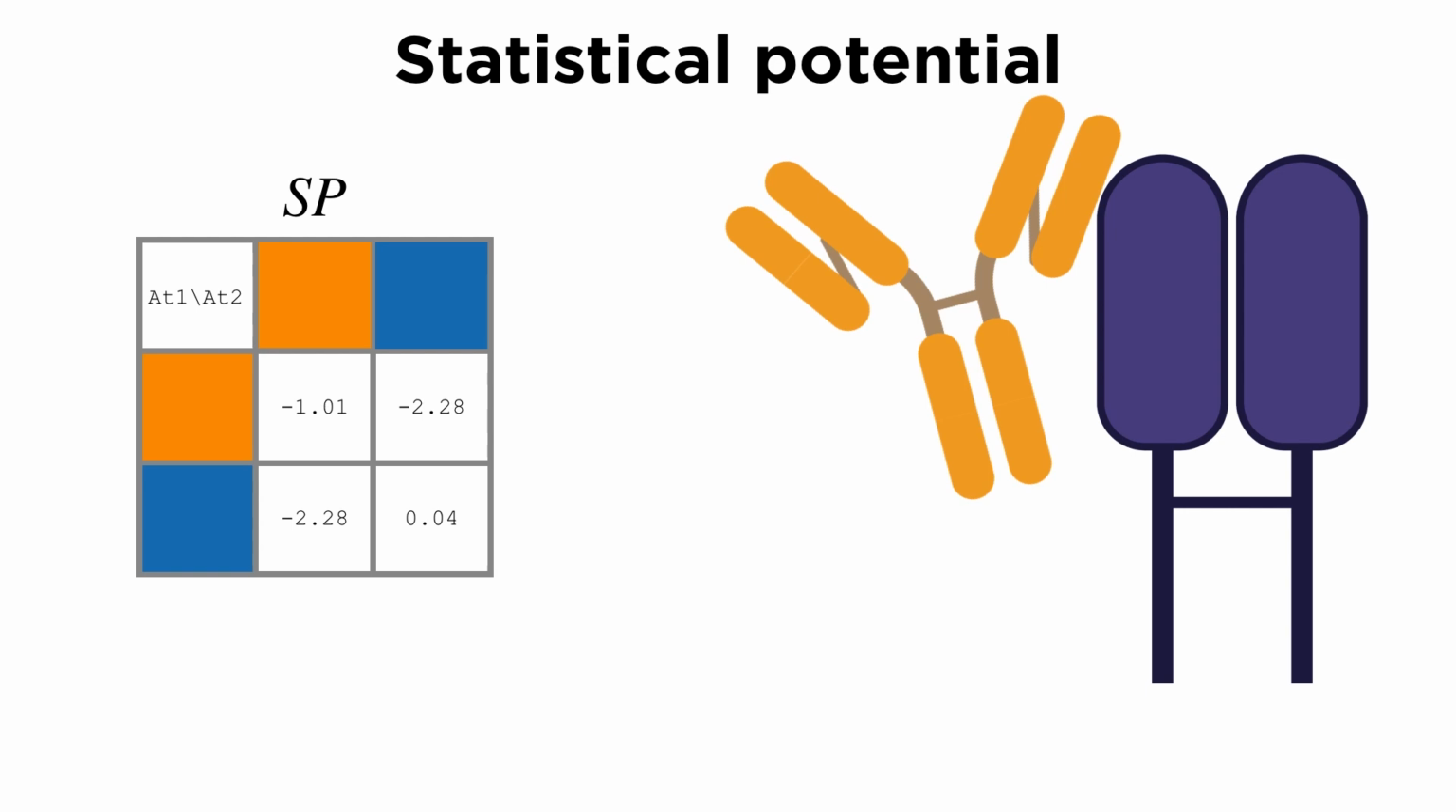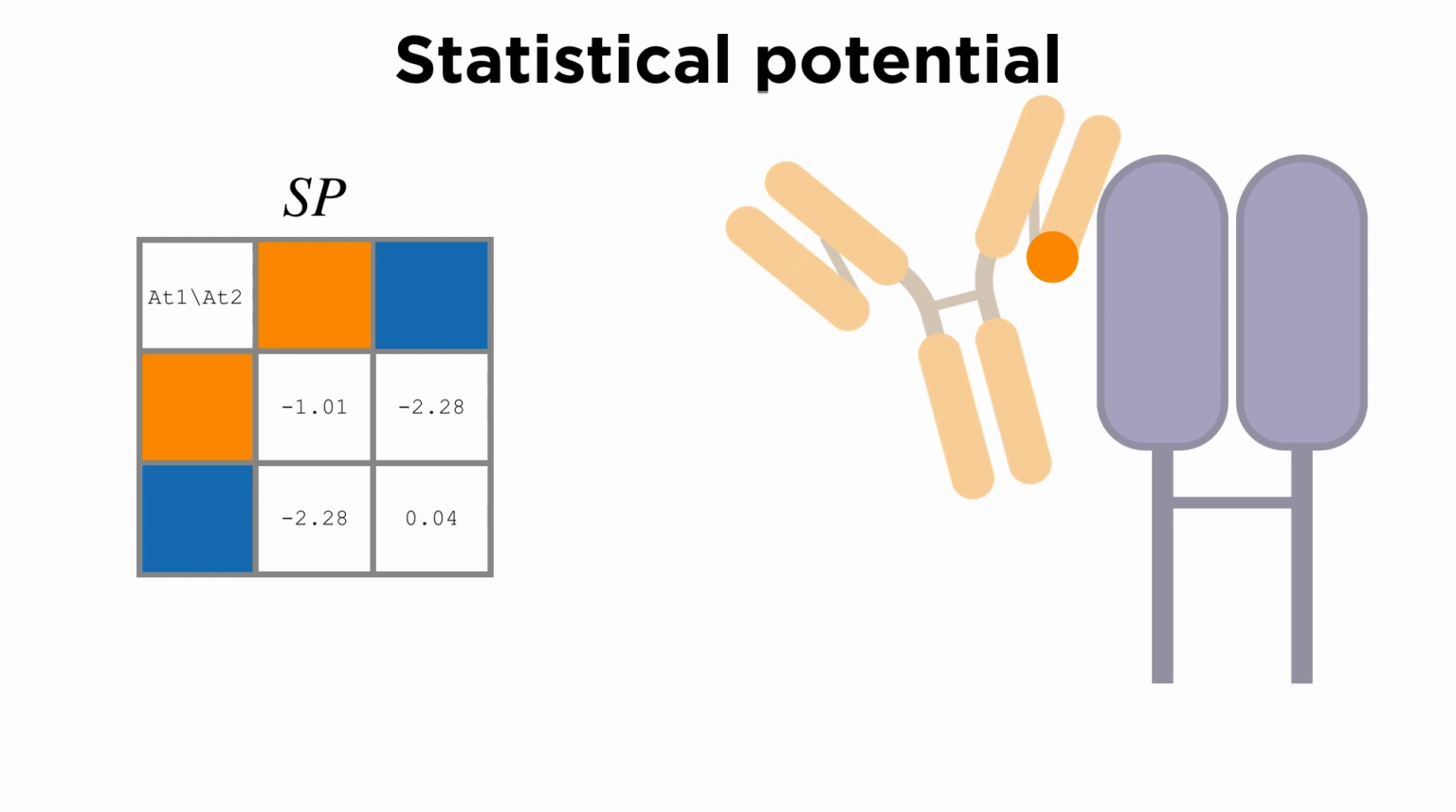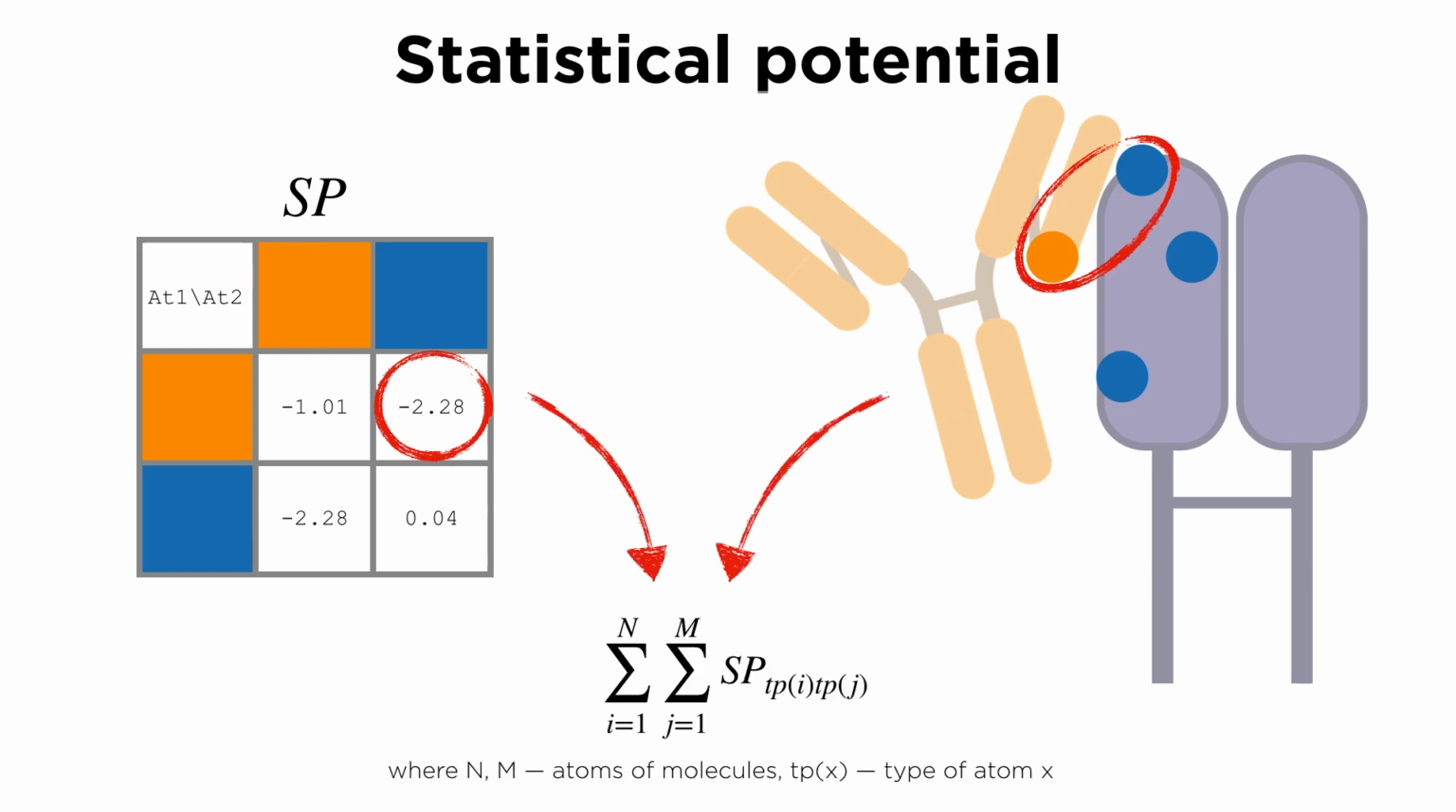Let's see how one can evaluate a complex's energy in the given statistical potential. First, we need to iterate through all atom pairs in this complex, where one atom is from the antibody and the other atom is from the antigen. For each atom of the antibody, we choose only atoms of the antigen that lie no further than a given distance, and we look at every pair and see to which value in the statistical potential table their interaction corresponds. After that, we sum up values for all atom pairs iterated this way, and the resulting double sum is the statistical potential energy of the given complex.